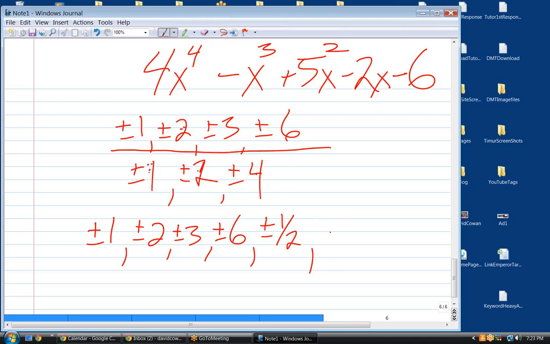What's the next one? 3 over 2. And the next one? 3 over 4, plus or minus 1. And then we got one more numerator. I've already got a 6, I've already got a 3, I've already got a 3/2. So that's the complete list.